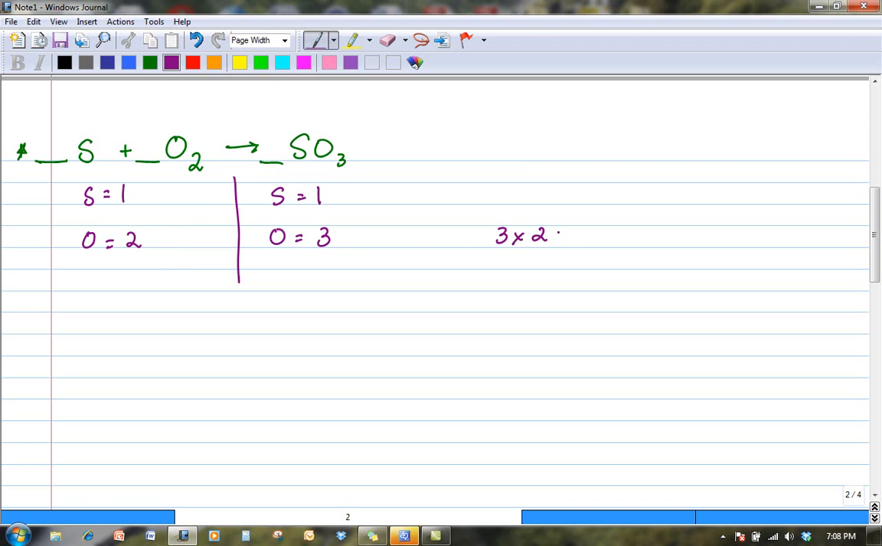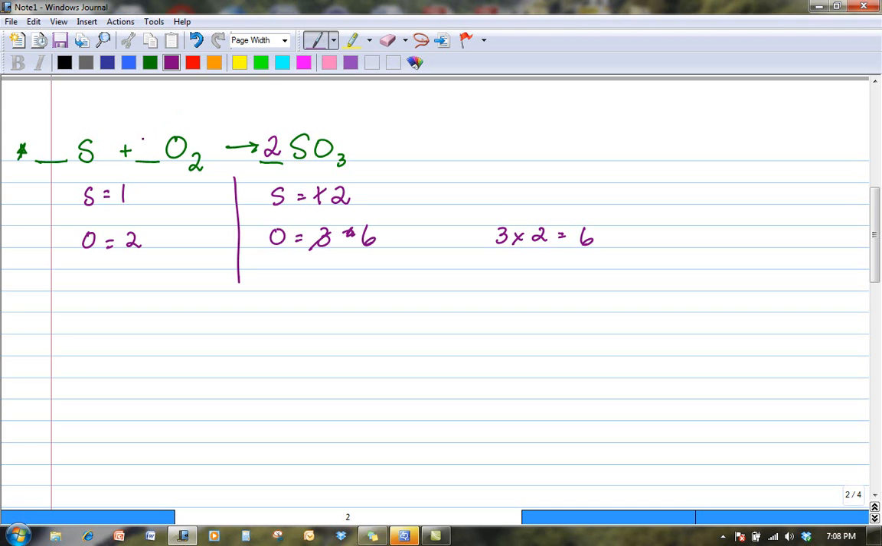What's the least common multiple? 3 times 2 is 6. So I want to try and get 6 oxygens on each side of that arrow. So to do that, I've got 3 on my product side, so I'm going to start by putting a 2 there, right in front of sulfur trioxide. When I do that, that gives me 2 sulfurs and 6 oxygens.